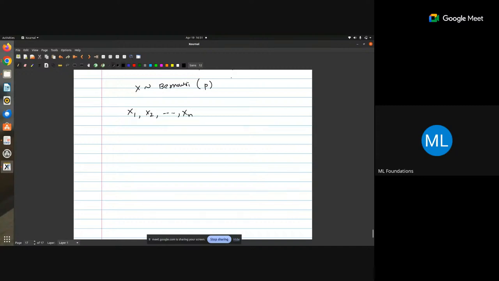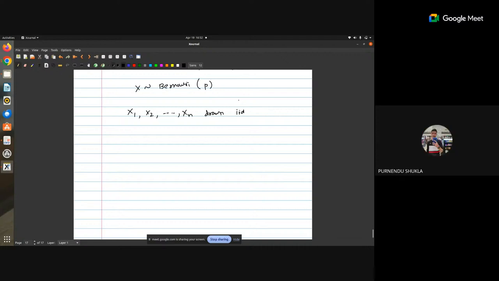In this case, we'll collect these samples, and these are all IID samples. IID means independent and identically distributed. They have the same distribution, and X1 will not have any effect on X2.